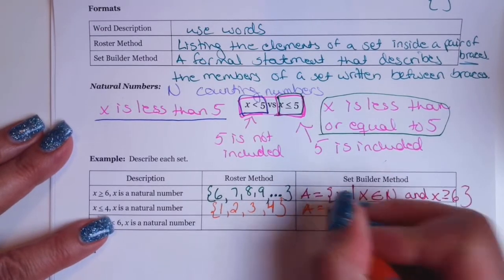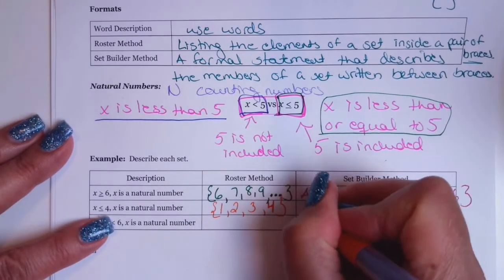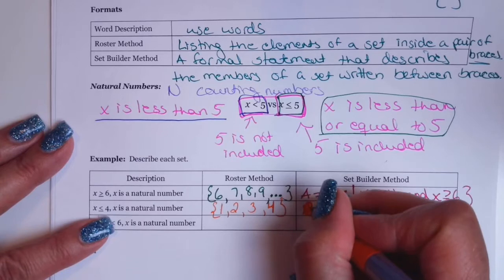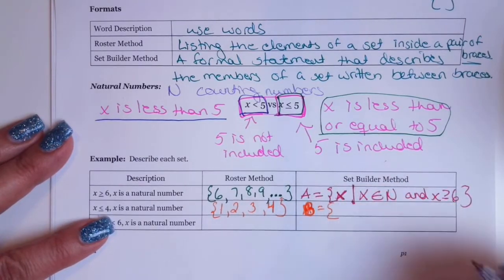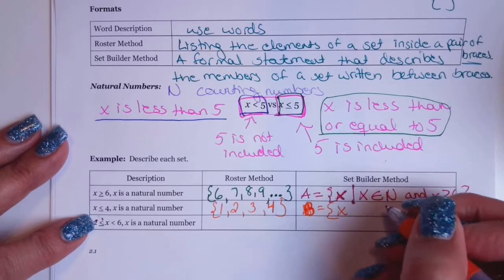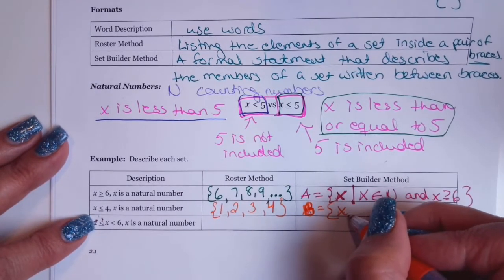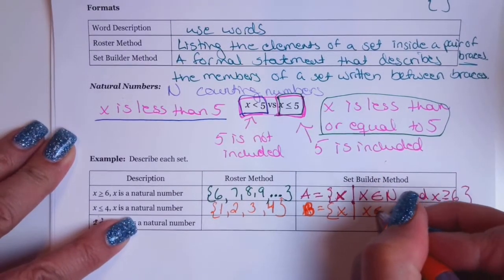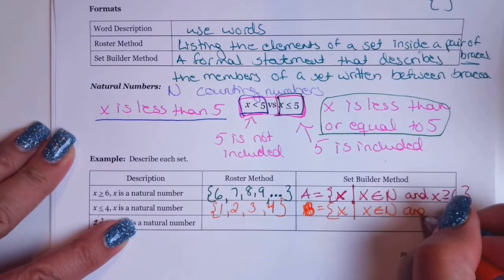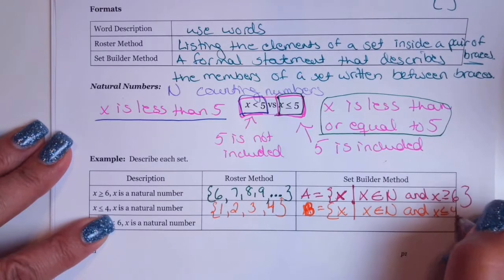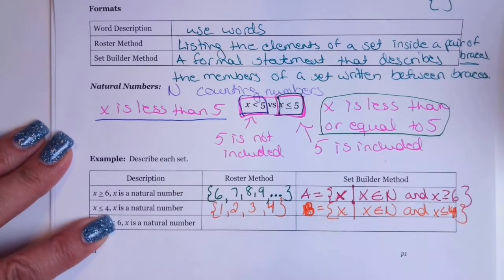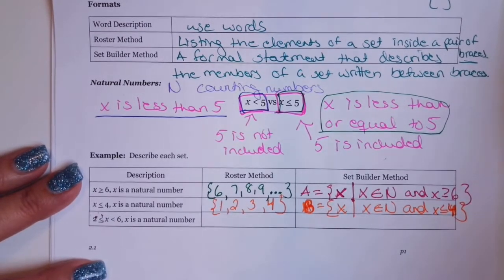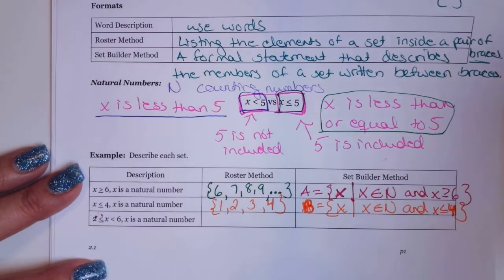Now for the set builder method, we're again going to call this, we could call it set B as well, so that we're not confusing that it's the same one. Set B equals braces open. Again, our variable is x. If it was something else, we would write whatever the letter is. X is such that, again, x is a natural number, and x is less than or equal to 4. And we close the brace. Okay, next one.